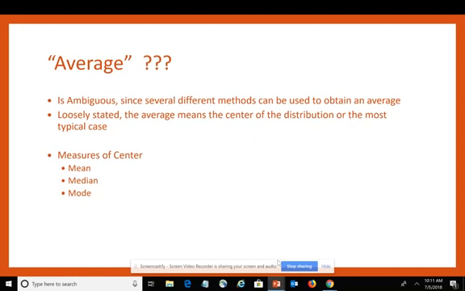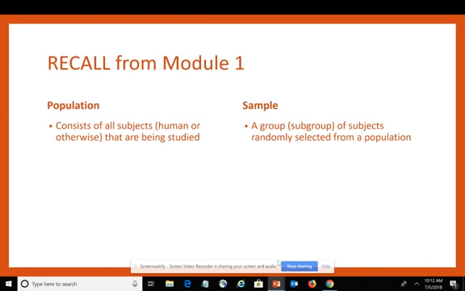Statistically, the word average is somewhat ambiguous because there are different methods for actually calculating the average. But loosely stated, the average means or represents the center of the distribution or the most typical case. We're going to focus on 3 measures of center. I like to call them the M&Ms. They each start with the letter M: mean, median, and mode.